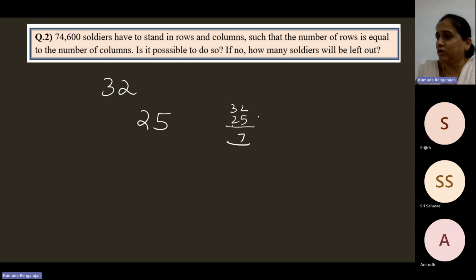Because 5 rows, 5 columns, 5 into 5, 25 students. 6 rows, 6 columns, 6 into 6, 36 children. But we have only 32 children. You need 36 children to make 6 rows and 6 columns, but you have only 32. So you can at most make 5 rows and 5 columns. But you cannot accommodate all the 32 children. 7 of them will be left out.